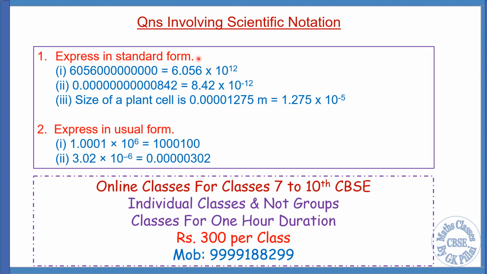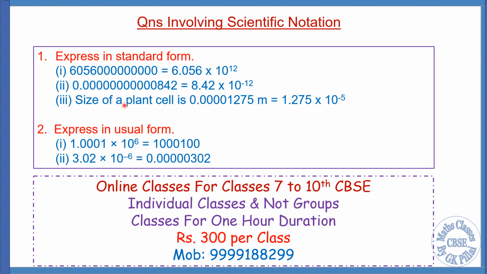Express in standard form, the same way we discussed just before this, 6056 and this many zeros. We are writing 6.056 into 10 to the power of 12. That is, start counting from here, you have to reach this 0. 0 point, this many zeros, 842. 8.42 into 10 to the power of minus 12. Once again, from this 0 up to 8. Size of a plant cell is this. You have to write it like 1.275 into 10 to the power of minus 5.